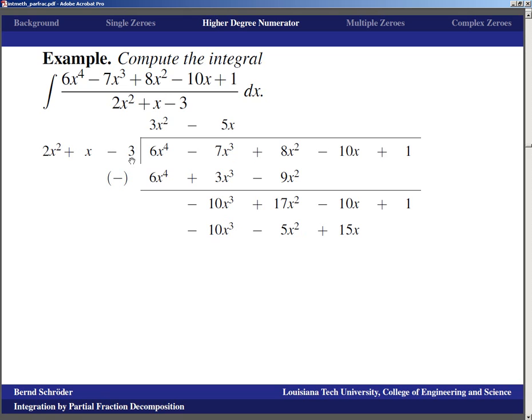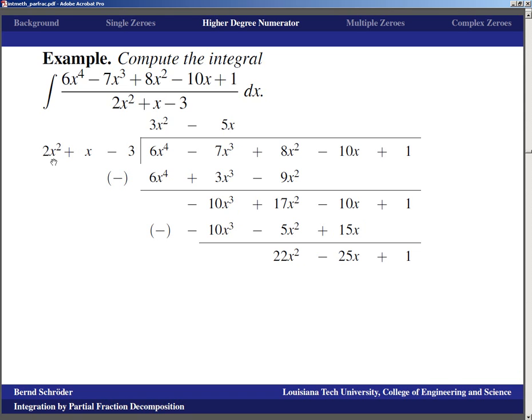Negative 5x times negative 3 is plus 15x. We again subtract everything. And as we work that out, negative 10x cubed minus negative 10x cubed goes away. 17x squared minus negative 5x squared is 22x squared. Negative 10x minus 15x is negative 25x. And we keep the 1 from what we had previously.